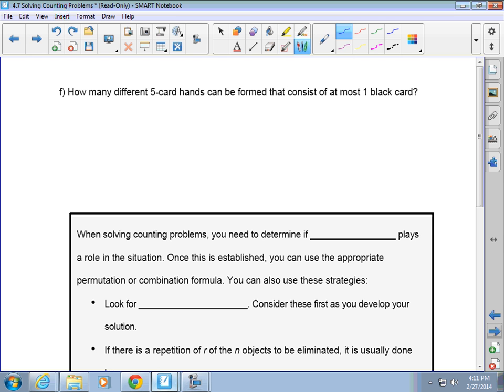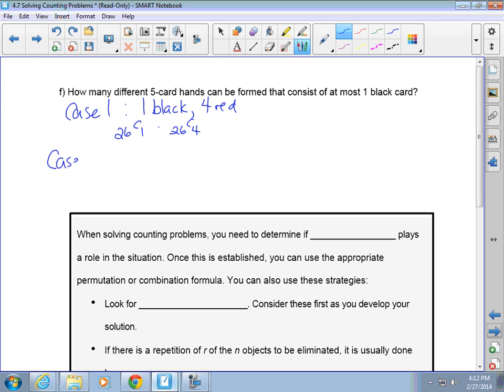Okay, F says, how many different 5-card hands can be formed consisting of at most one black card? So case 1, at most would be you would have 1 black and 4 red. So that would be 26 choose 1 times 26 choose 4.